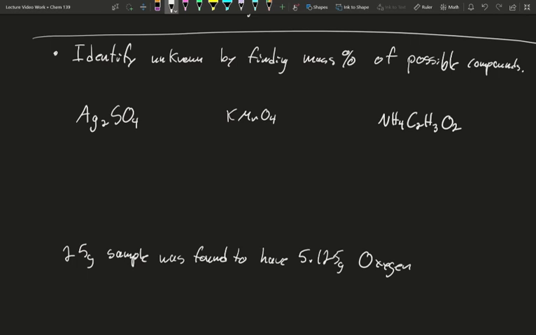Go ahead and pause, solve the mass percentages for these and for the unknown sample, and identify which of these three compounds is the best fit. Then come on back.